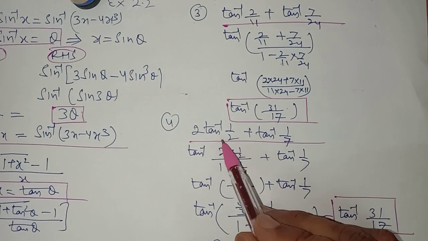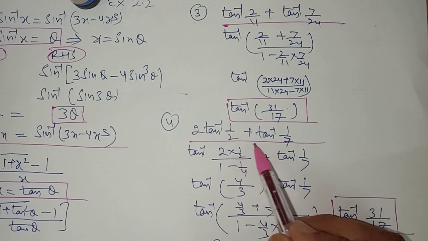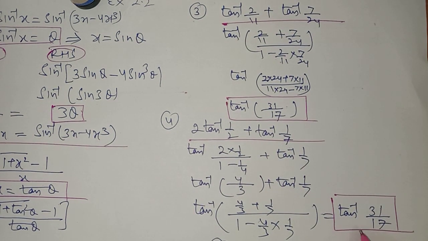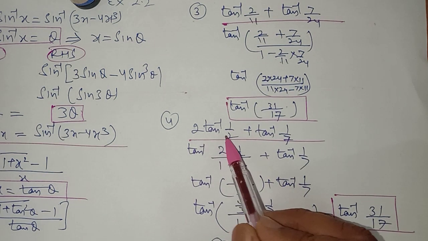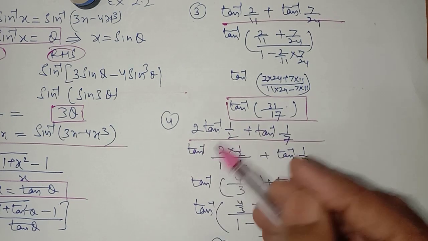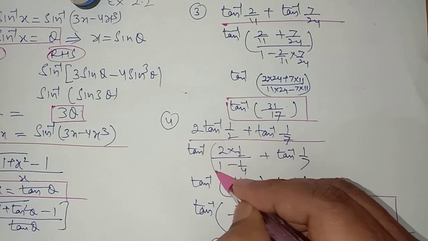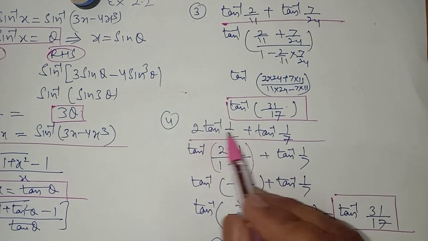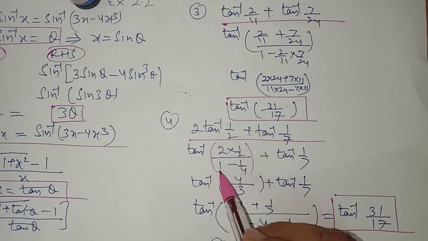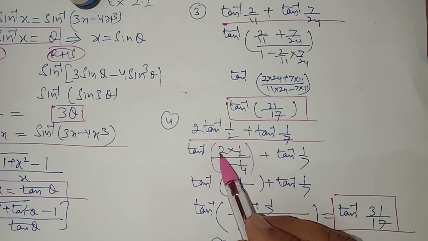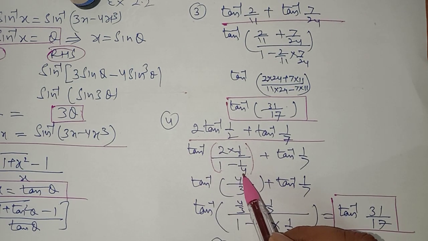Question number 4 is 2 tan inverse half plus tan inverse 1 upon 7, and you have to prove that it is equal to tan inverse 31 upon 17. So we know the formula for tan inverse x plus tan inverse y, but we have a 2 before this tan inverse x. So use the formula for 2 tan inverse x, which is equal to tan inverse 2x upon 1 minus x square.